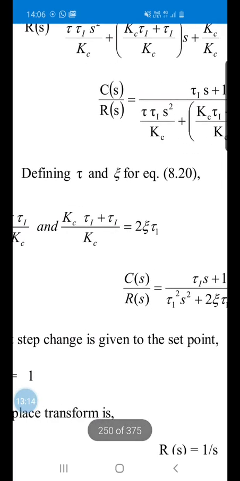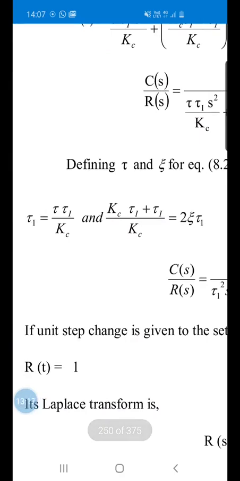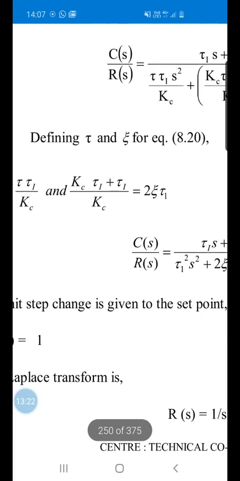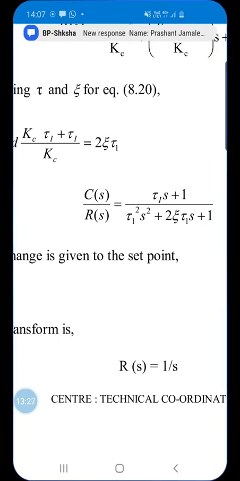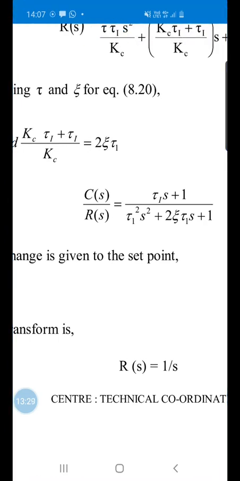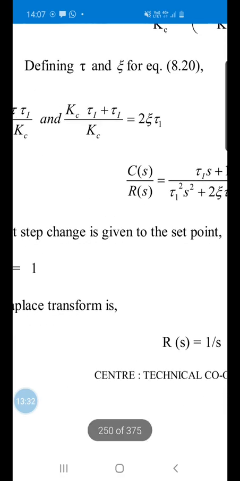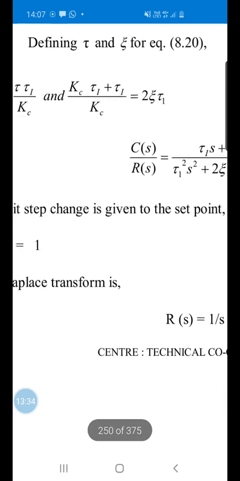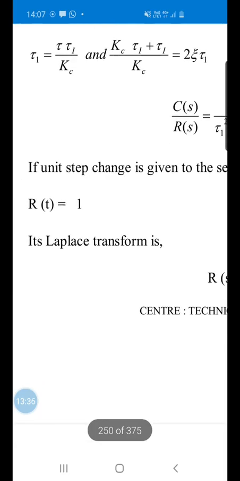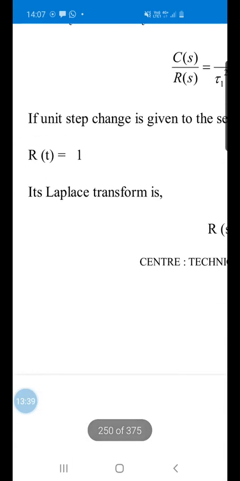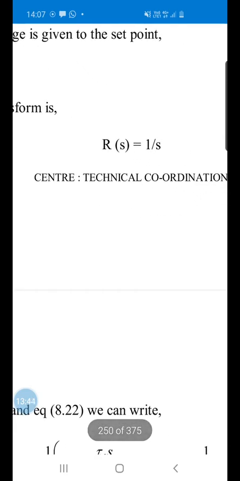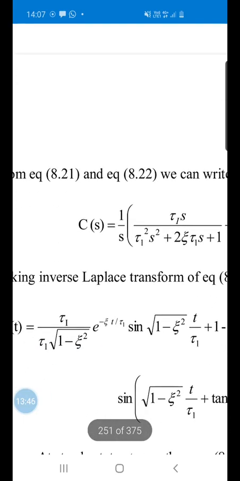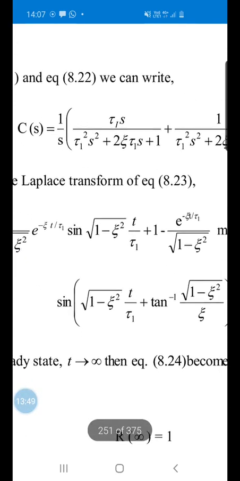Where we can write tau tau I upon Kc is equal to tau 1 square, then twice zeta tau 1, and C by R can be written as tau 1 s plus 1 upon tau 1 square s square plus twice zeta tau 1 s plus 1. If a unity step change is introduced into the set point, R of t is equal to 1, R of s is equal to 1 by s. So you have to introduce this 1 by s into the equation.